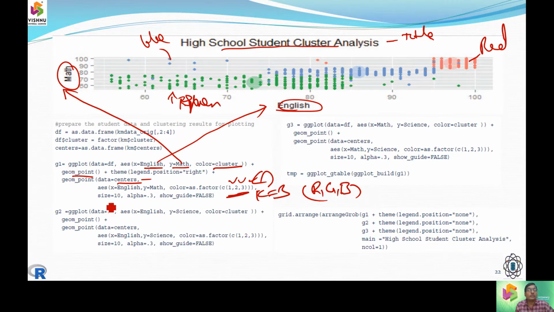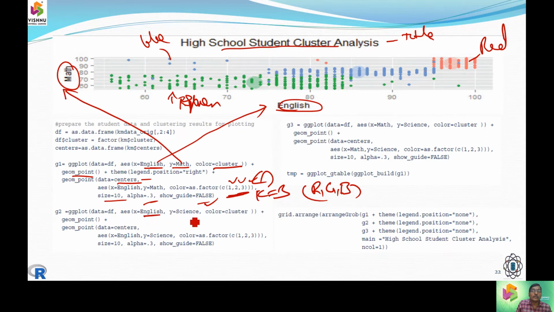So in this way we are going to plot with a size of 10, that is 100%, and with a constant threshold value of 3, and there is no need to display the captions. So we are going to say show guide is equal to false, and we have to mention this as a high school student cluster analysis. So here you can see the main title. We are going to give high school student analysis in the cluster 1, and it is going to be displayed in column 1. So we have done it only for English and Maths.